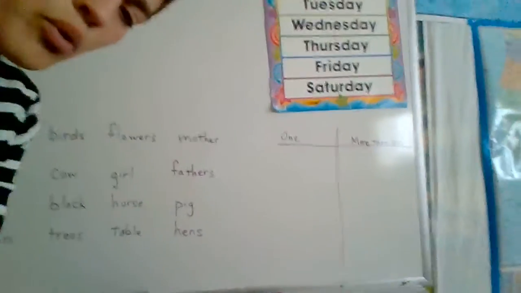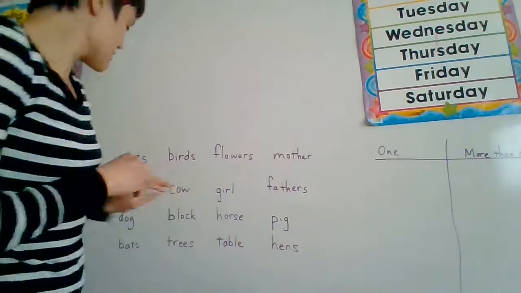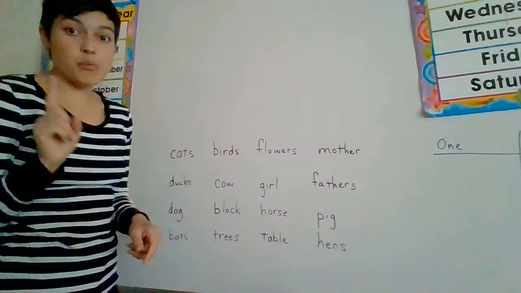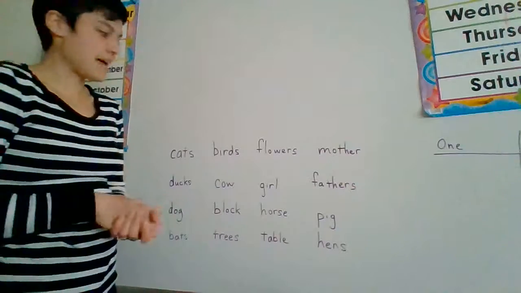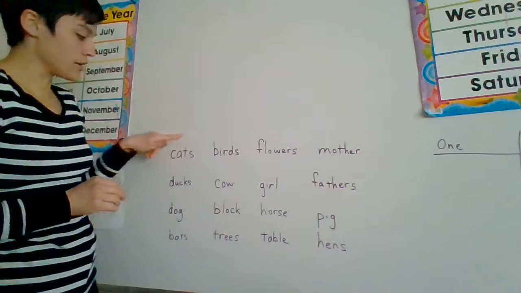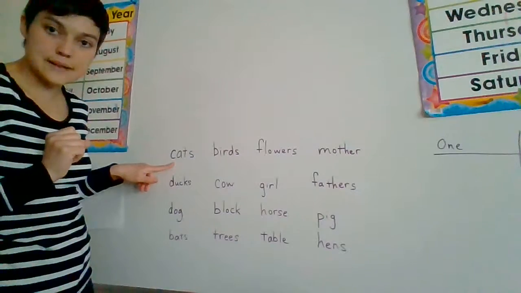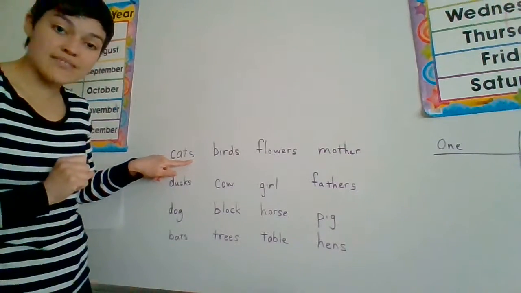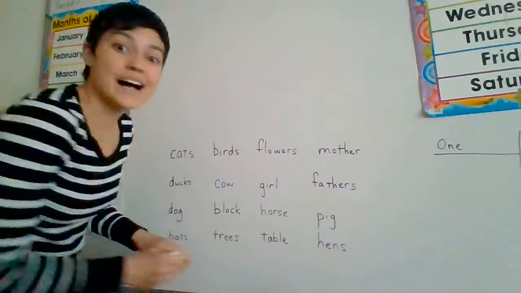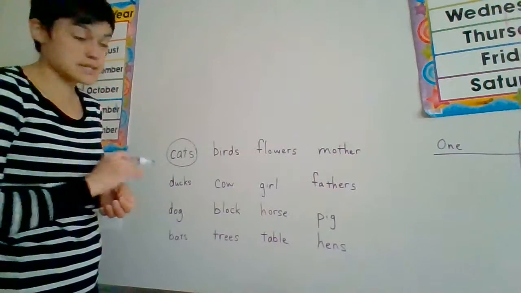Okay, now let's look at the board here. Here we have some naming words or nouns that we need to sort. Some of these are for more than one, and some of these are for only one. Okay, so here is our word cats. Is that one cat or more than one cat? That's more than one because we have an S at the end. So this naming word names more than one because of the S. I will circle this. We also call them plural nouns.